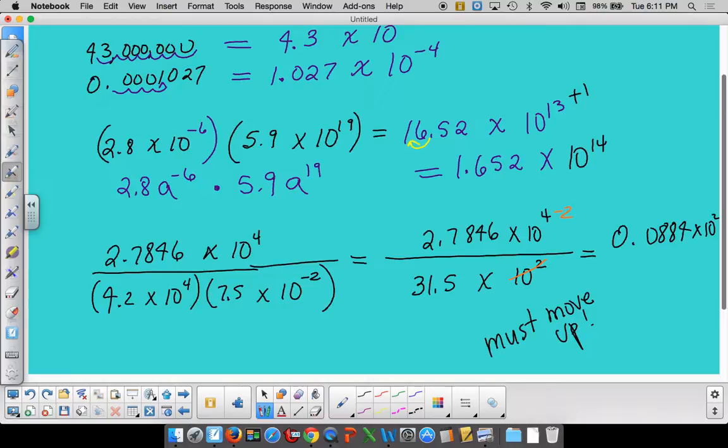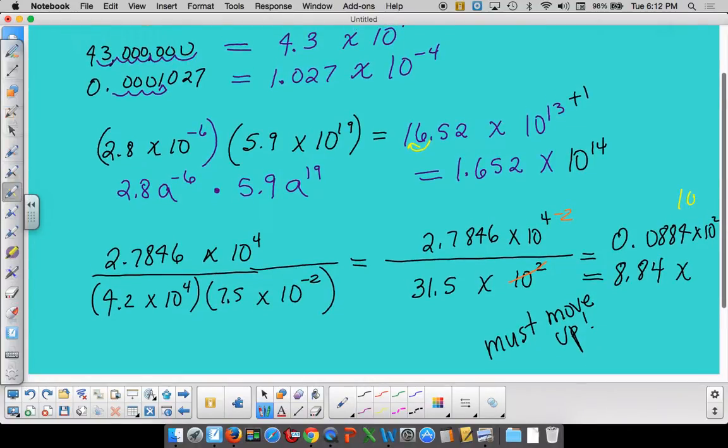Now, is my final answer in proper form? No, it's not. My decimals are most definitely off. So if I move that over 2 decimal places to make that 8.84, the big question is I have to move my exponent by 2. Do I make it get 2 bigger or 2 smaller? Well, I went from 0.08 to 8.84. That means I made the coefficient get bigger in size. So therefore my power has to get smaller in size, and in which case then I actually am going to have to subtract 2 from my power.